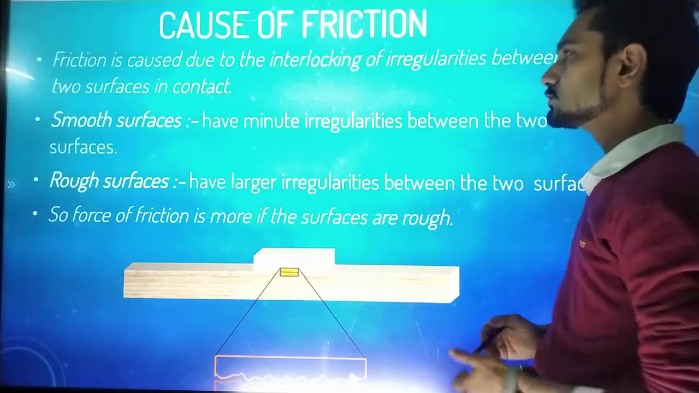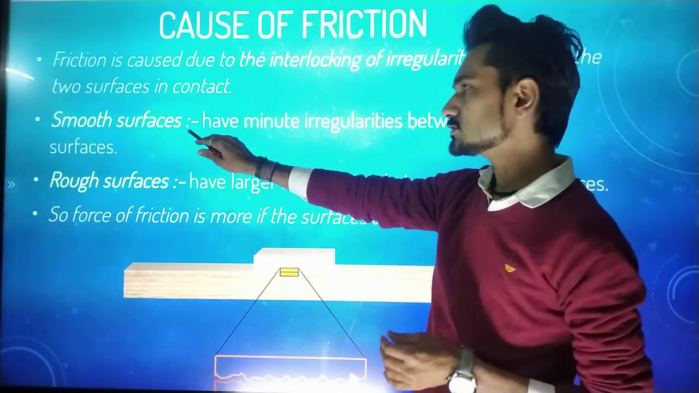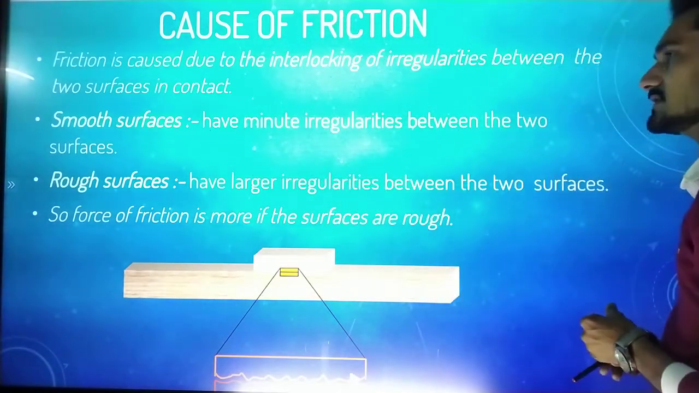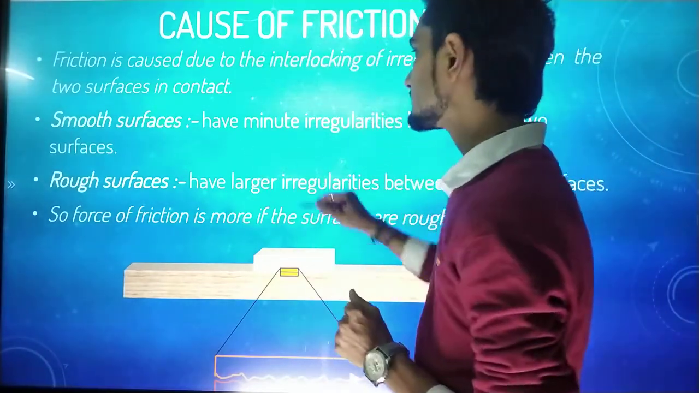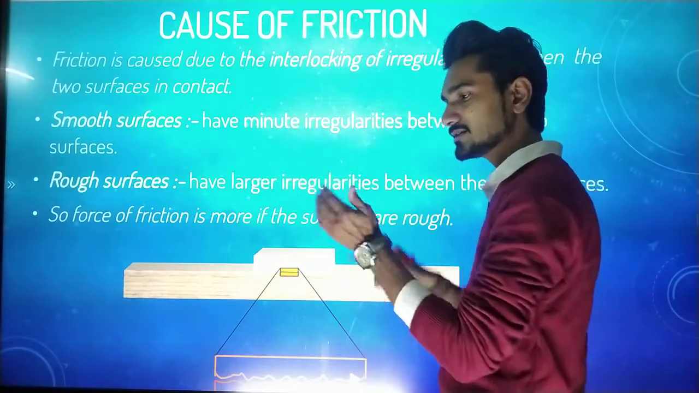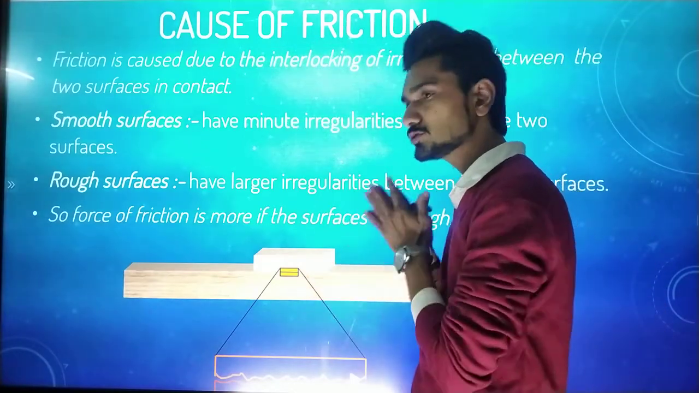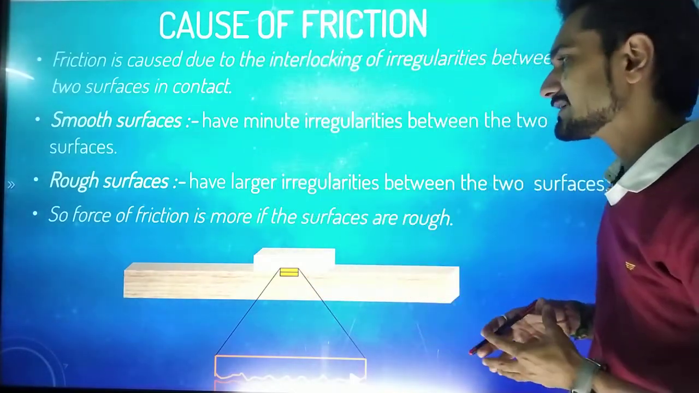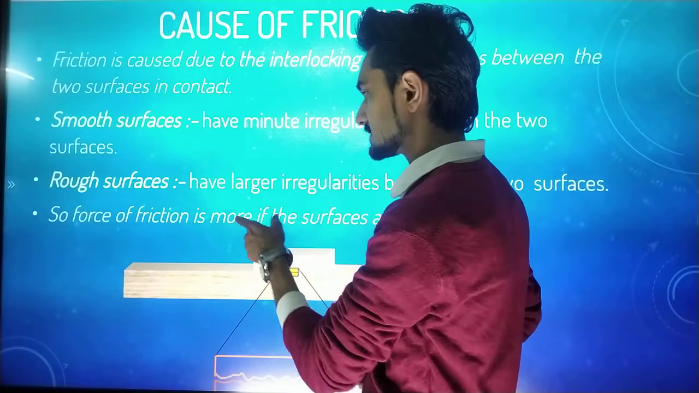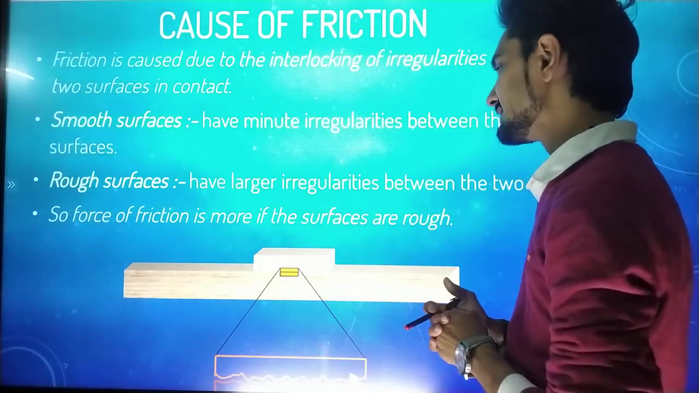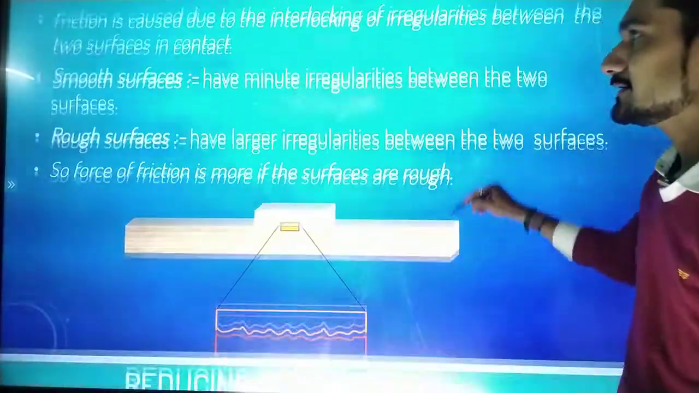Now these are the two types of surfaces. We already know a smooth surface and a rough surface. A smooth surface has minute irregularities between the two surfaces. Minute means smaller. It has smaller irregularities between them, and that is called a smooth surface, while a rough surface has larger irregularities between them. That is why it is called a rough surface. So the force of friction is more if the surfaces are rough. We already know that.